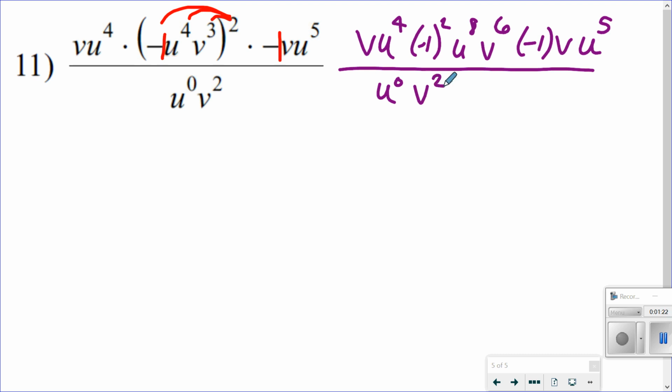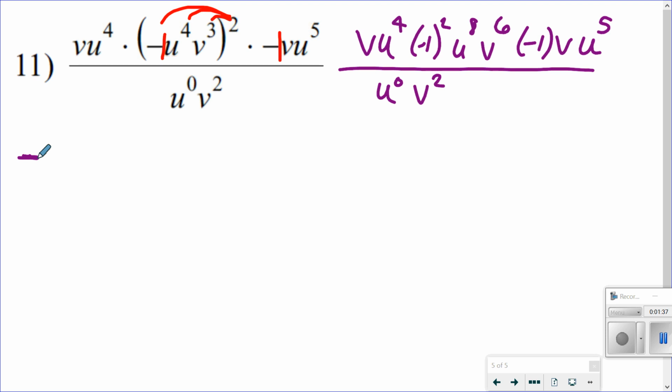Okay, start by taking care of your numbers. So we have a -1 squared. When you take a -1 and square it, you're going to get a +1. But then we have to multiply it by this -1 down here at the end. So I'm going to end up with a negative answer here.